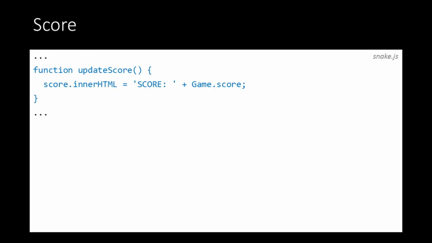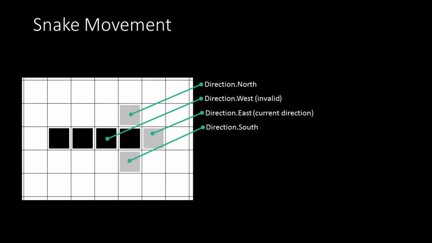Next, we'll update the score. So we'll create an update score function to set the text inside of the score area. Now when redrawing the snake, its head can go into one of 3 positions. This snake is heading east. Its head can go into the north, east or south position.